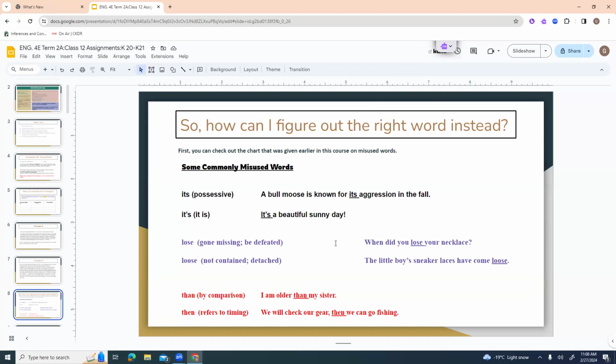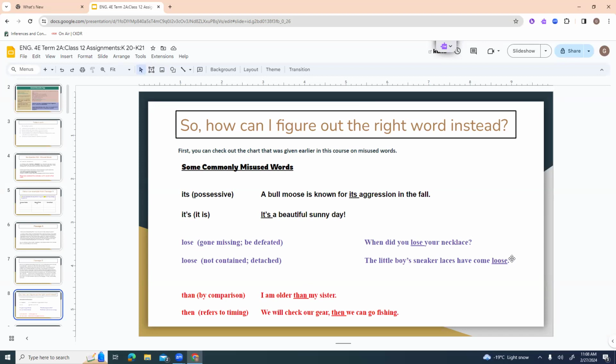The next set is, sorry, they're a bit tricky to say now that I see them together. Lose, where there's kind of a Z sound to the S, or loose. Okay. Lose means things gone missing or you've been defeated, right? You didn't win. Loose is like it's not contained, it's detached. Like she wore her hair loose that day. So in a sentence, when did you lose your necklace? And the little boy's sneaker laces have come loose.